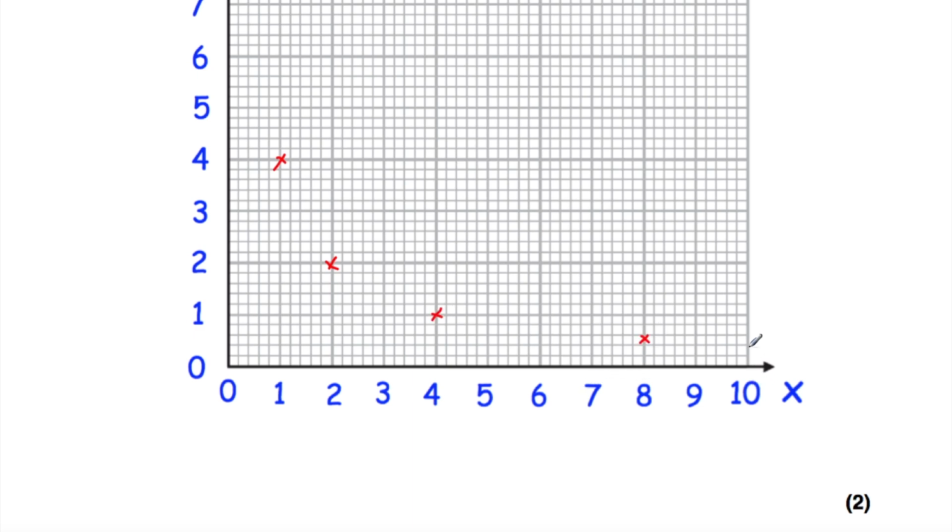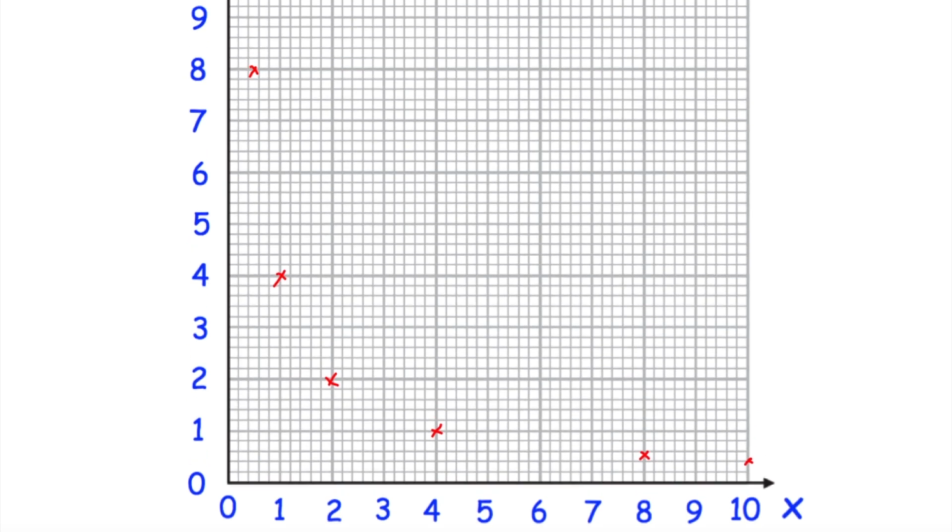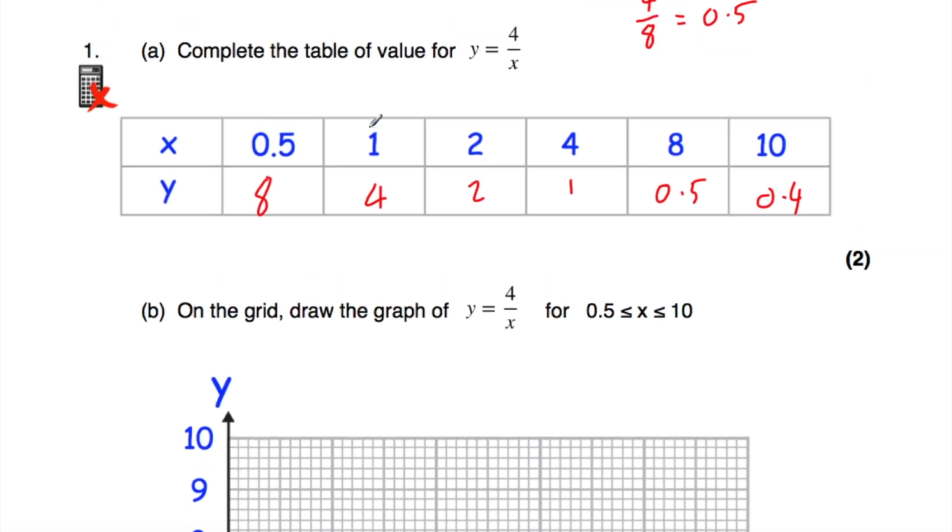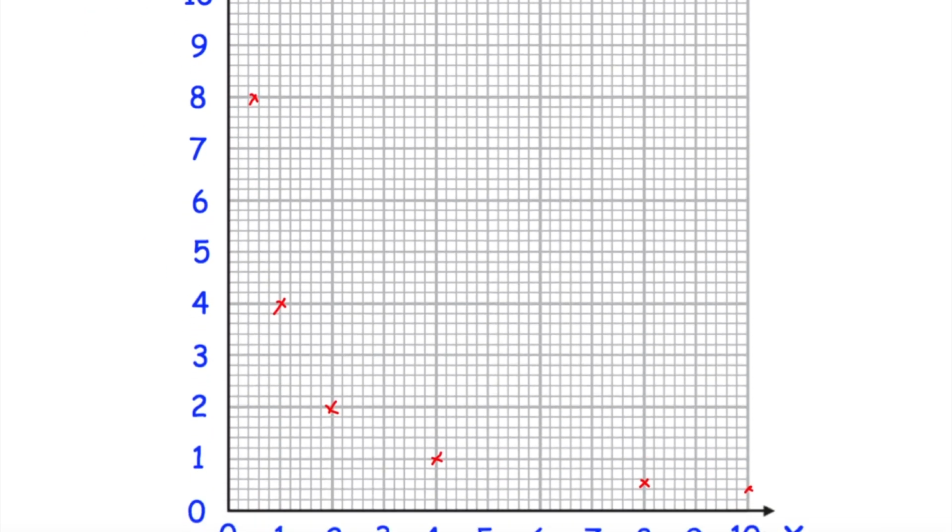And (10, 0.4). In terms of 0.4, we're going up in 0.2s here: 0.2, 0.4, 0.6, 0.8, 1. So 0.4 would be 2 little boxes up, like so. So we've plotted all of the points there. We've plotted all 6 points. Let's check: 1, 2, 3, 4, 5, 6 points. Fantastic. Now we just need to draw a nice smooth curve through them.